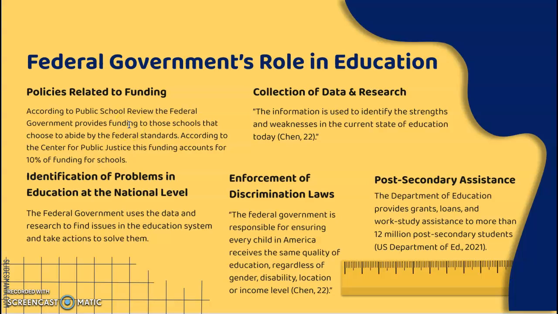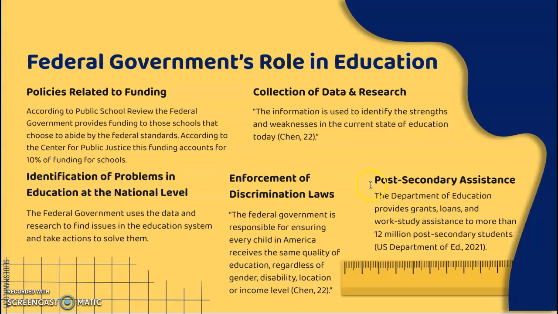So the federal government creates standards or expectations based off of the data and research that they collect, where they have seen problems or issues in the data. And so then they expect schools to meet those standards, as well as following discrimination laws, things like Title IX, other issues regarding gender, disability, location, income level. And so the federal government is really looking at equality in the educational product when it's looking at these 4. And that's their main role.